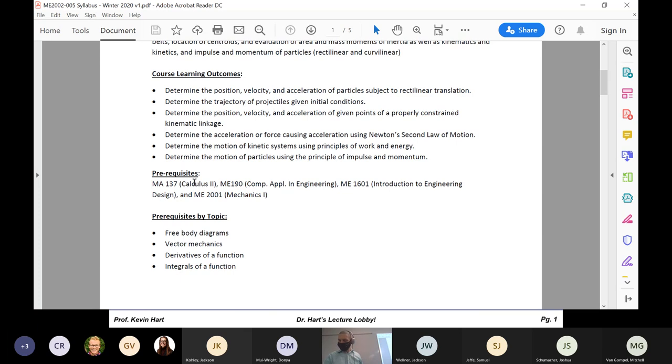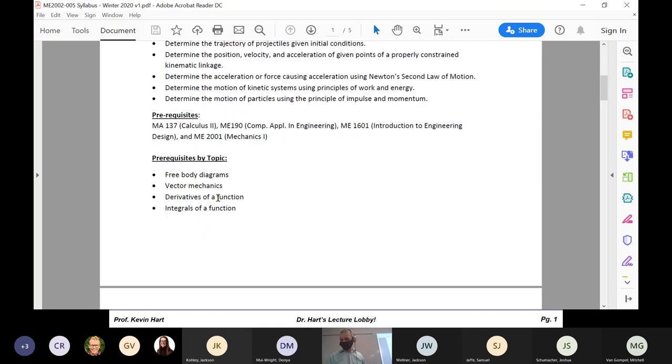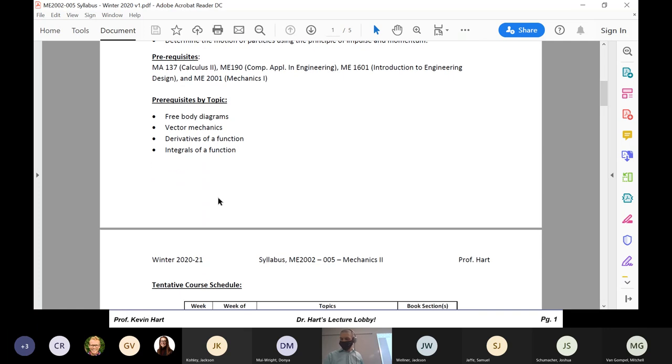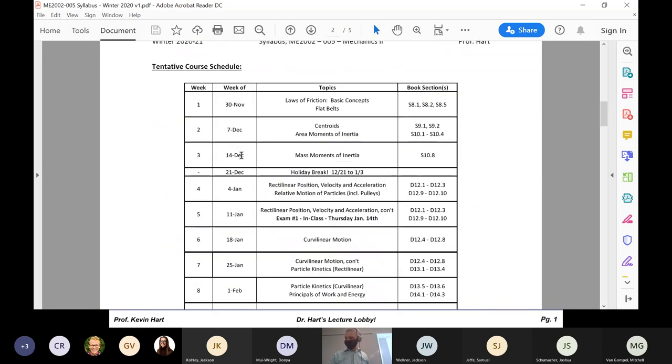All of you should have had Calc 2, 190, 1601, and your mechanics one, obviously. If not, or you're co-enrolled in one of those things, maybe send me an email and we can talk about it. All right, prerequisites. You should all know how to do free body diagrams at this point, vector mechanics, derivatives, and integrals. Those shouldn't be too much of a crazy ask.